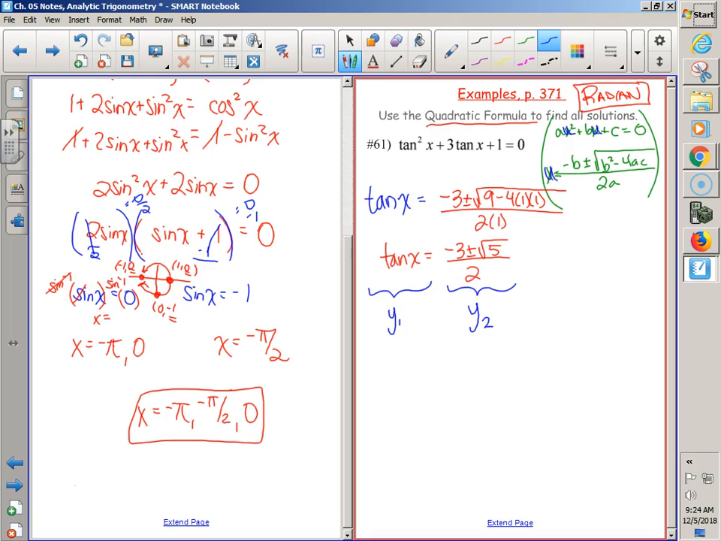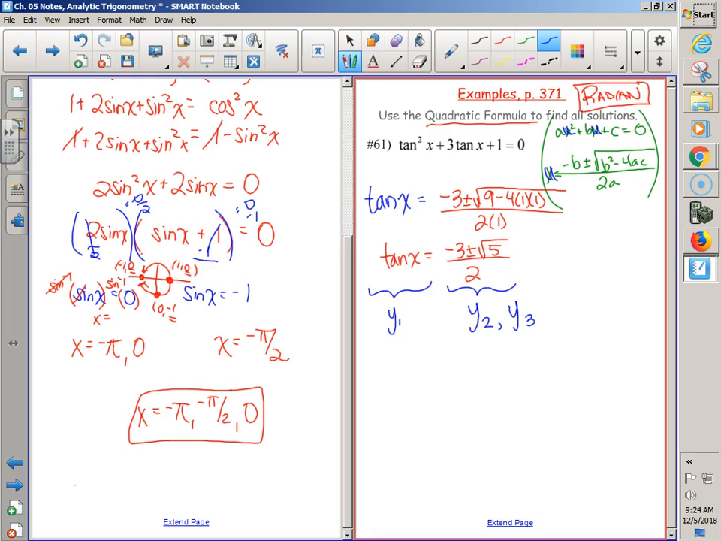Plus or minus. Not just y2, but also y3. To do y2 is (-3 + root 5) over 2. y3 is (-3 - root 5) over 2.